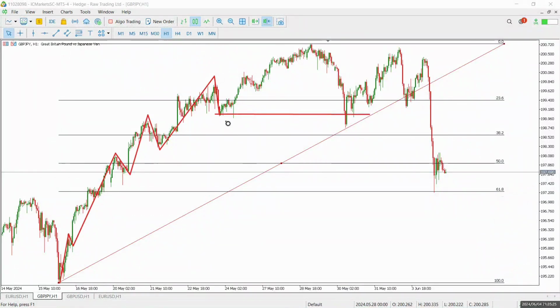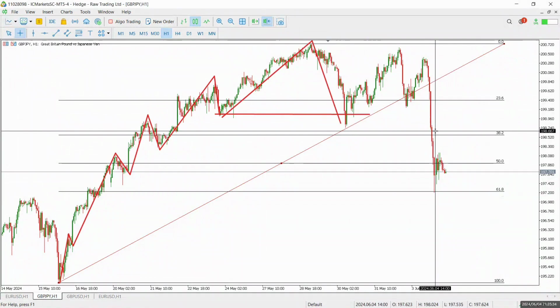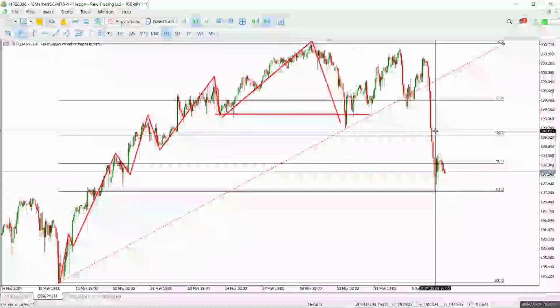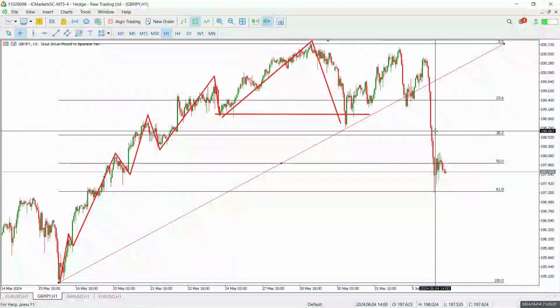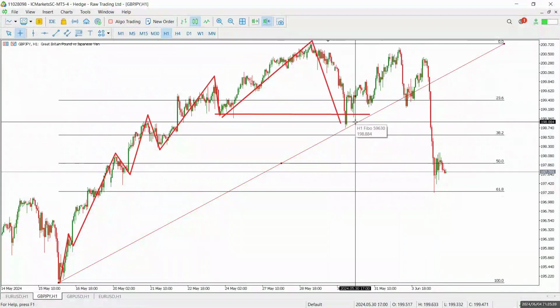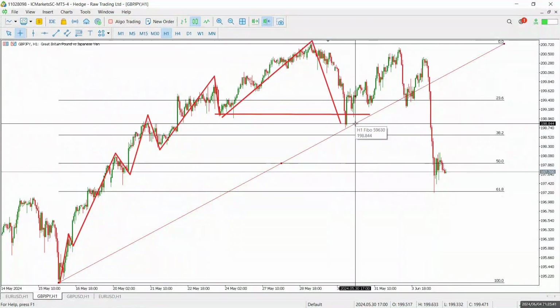Okay, so now we've seen a clear break of structure, right? So what is the next thing? Pick your entry. For entry, we have 3 variations. Entry variation 1 entails entering the trade directly upon break of structure. This is the candlestick close, so you have to wait for a candlestick close. That's what confirms a break of structure.